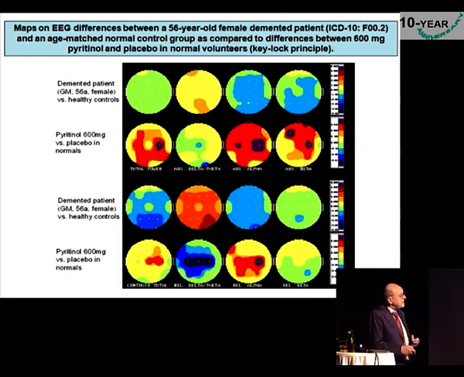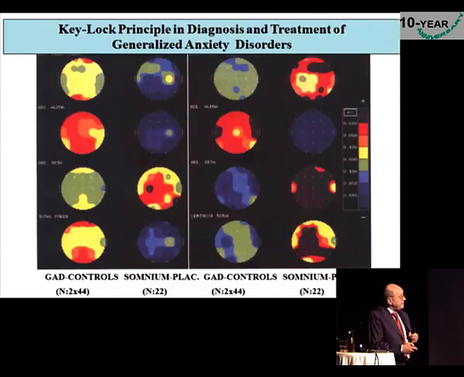And it turns out that there are opposite changes. Let's, for instance, look at the alpha activity. A demented patient has a decrease of alpha activity, while pyritinol would increase alpha activity. And we have this, of course, also in other diseases, if we look at a group of patients.